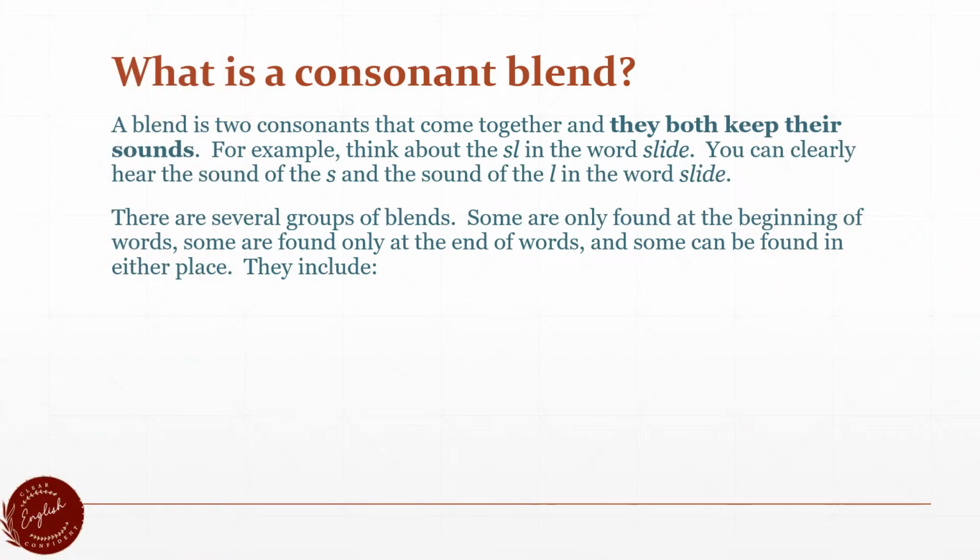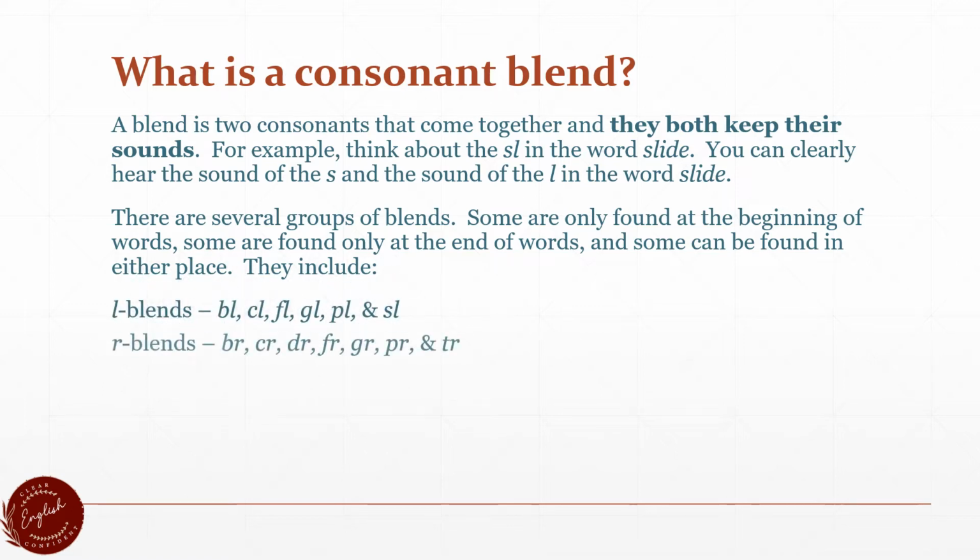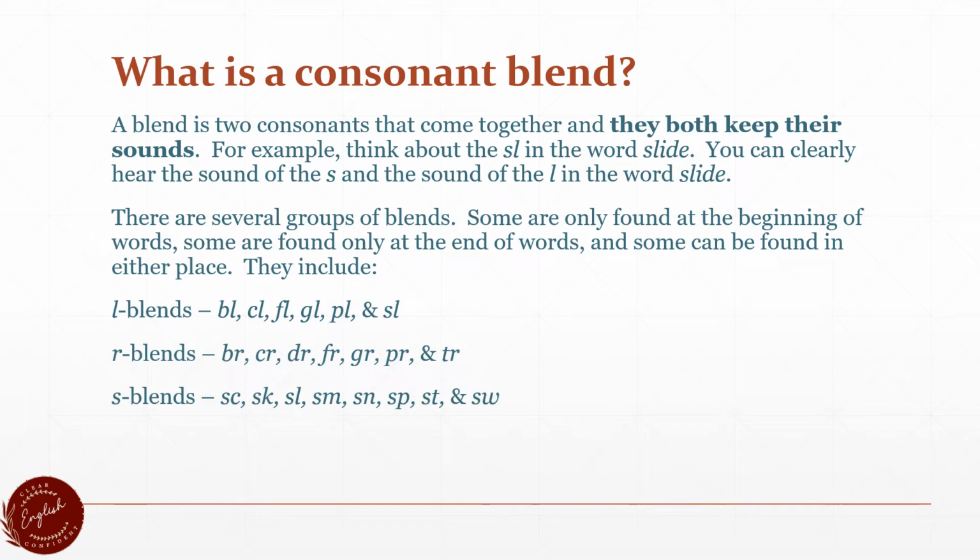So what are consonant blends anyway? Consonant blends happen when two consonants come together, but they both keep their original sounds. For example, the SL at the beginning of the word slide, you can clearly hear both the S and the L sounds at the beginning of the word. There are other blends, for example, L blends, R blends, S blends, but also consonant blends can happen at the end of words, and I will have examples in the following slides.